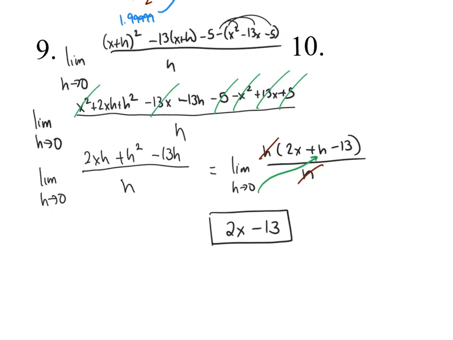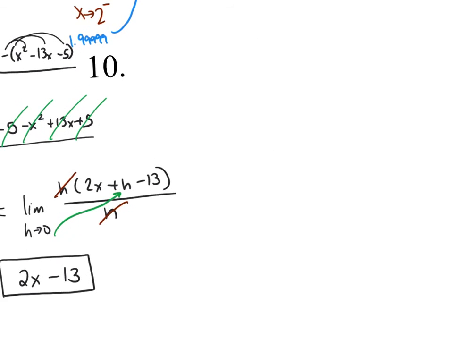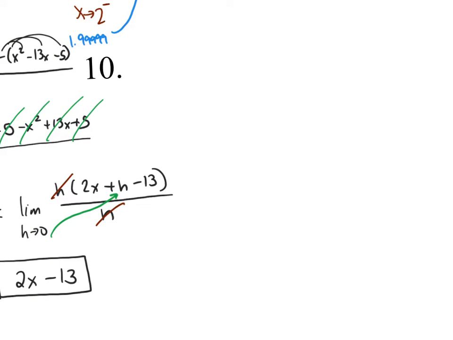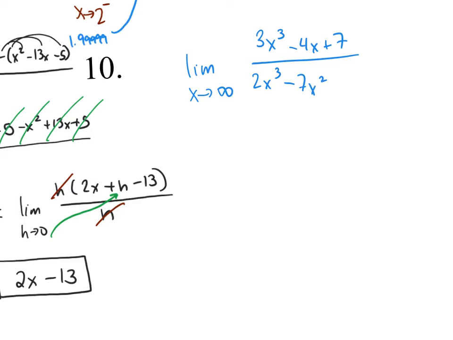Okay, let's look at the last one, number 10. And it also did not show up on my paper, so I'll write that down as well. So this was the limit as x goes to infinity of 3x cubed minus 4x plus 7 over 2x cubed minus 7x squared plus 4x minus 1.